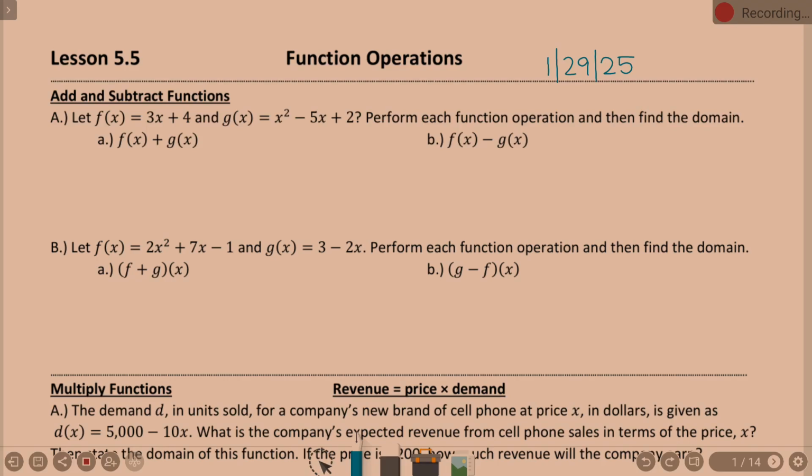We're going to start today with how do we add f and g, how do we subtract, how do we multiply, how do we divide, okay? And just a little bit of the pieces that go with that. And then probably tomorrow, depending on timing, we will talk about how to compose functions.